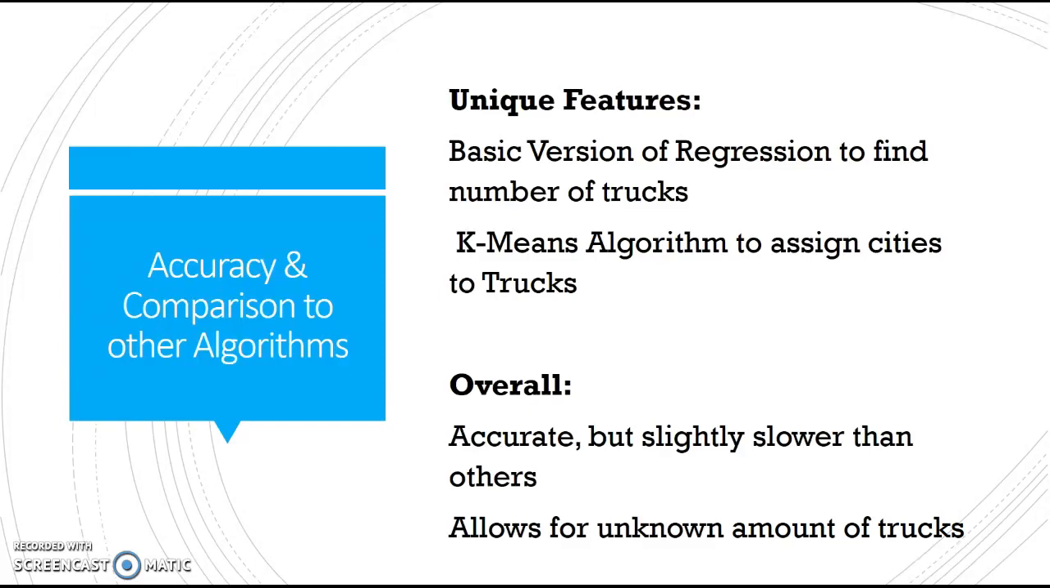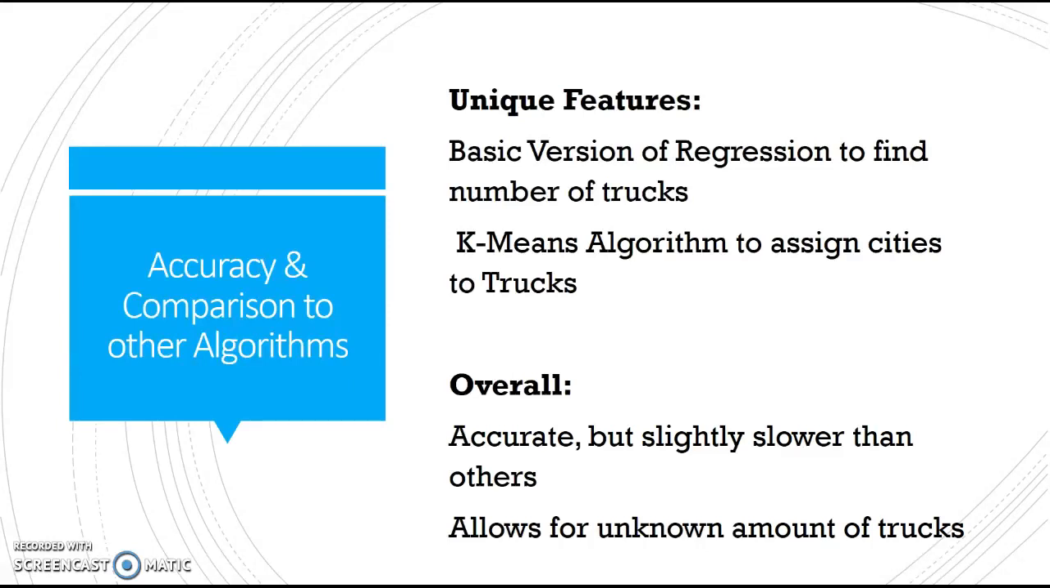A lot of different TSP algorithms out there will use a random search with breakpoints, and it will just randomly reassign these over and over to hopefully get a better solution. K-means is a little bit more of a stable assignment of those cities to the trucks.